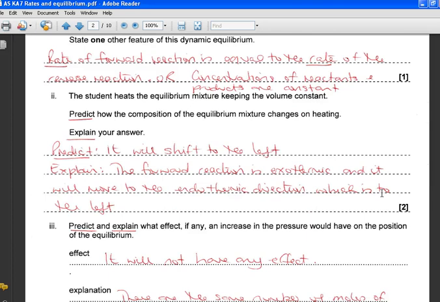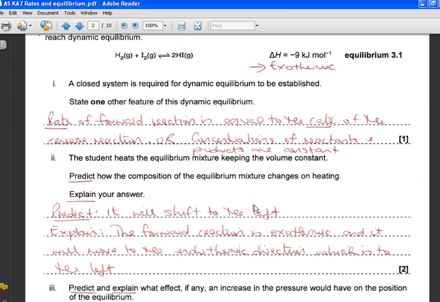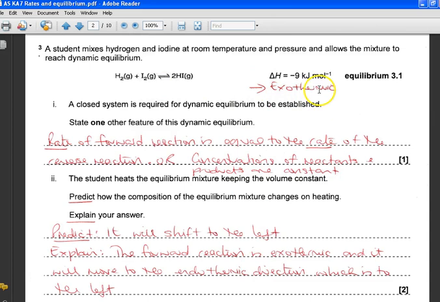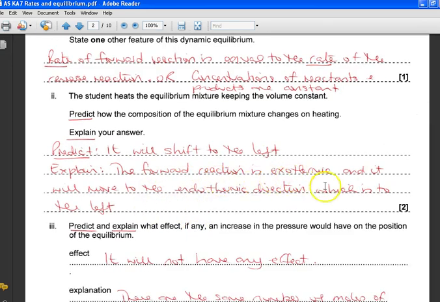Okay, and then we're asked again about this equilibrium to predict and explain. So first of all, you predict how the mixture will change when you heat it, and then you explain why you think that is the case. So if we heat it, it's exothermic in the forward direction, so it should move to the left. Okay, so prediction is it will shift to the left. The explanation is because the forward reaction is exothermic, it moves in the endothermic direction, which is to the left.